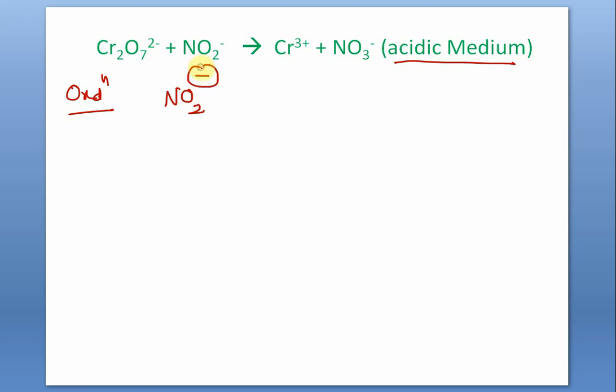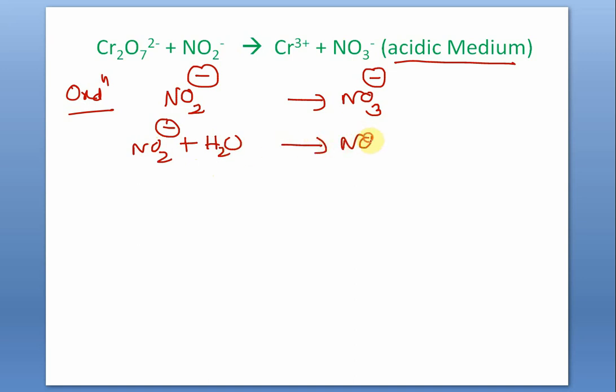Nitrite ion giving you nitrate ion. First rule, number of nitrogen atoms are fortunately identical, 1, 1 each. So no coefficient is to be placed. Then look at oxygen. There are 2 oxygen atoms here, 3 oxygen atoms here. So how many excess? 1 oxygen in excess on RHS. So add the same number of water molecules. 1 oxygen excess, so 1 water molecule on the opposite side, that means in the left.